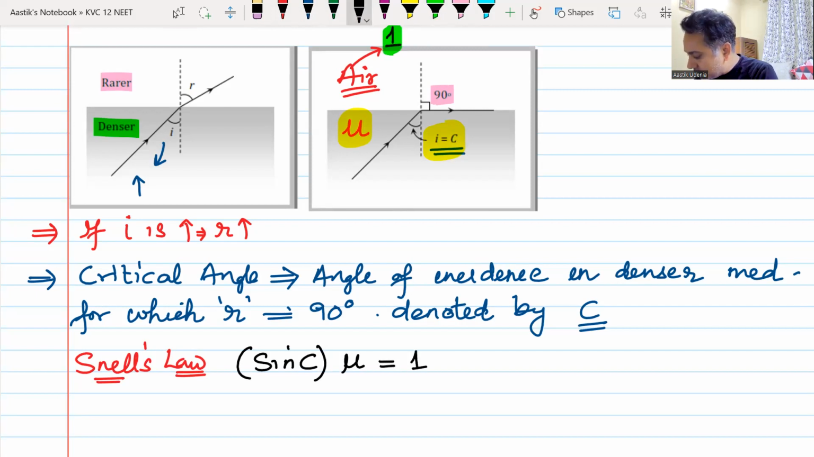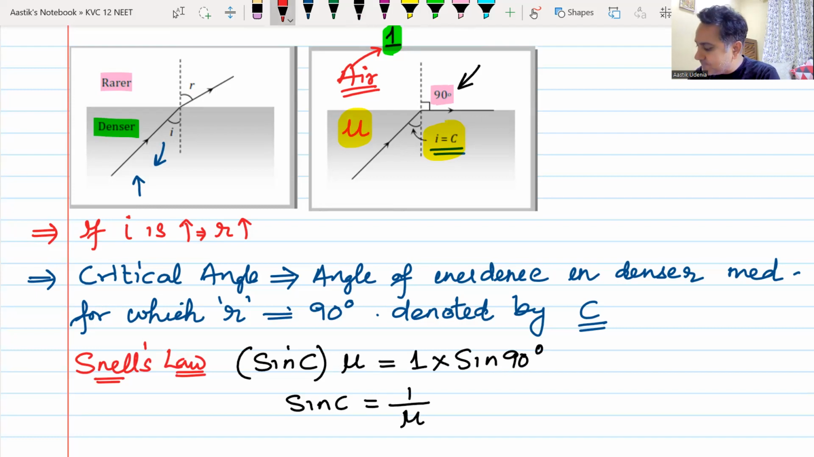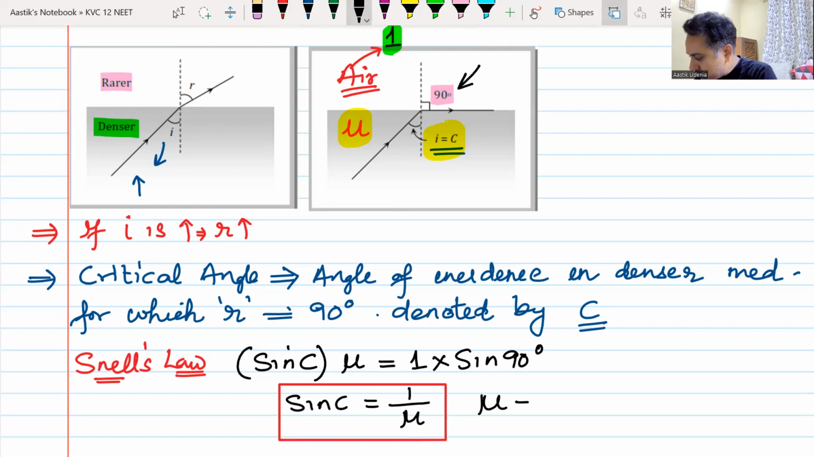That will be equal to 1 multiplied by sine 90, since the angle of refraction is 90. Well done. So I can write sine of C is equal to 1 by mu. Do we understand this? Yes, sir. Or I can write it in a reverse way. What would be the reverse way? Mu of this medium will be equal to 1 by sine C.